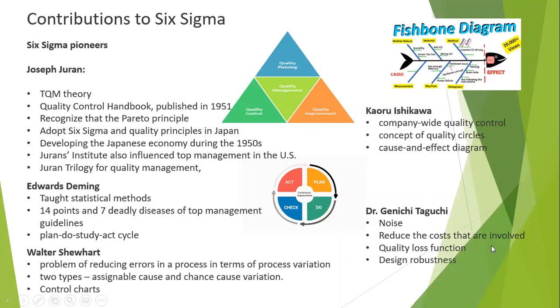Okay, and reduce the costs that are involved, and then the quality loss function, and then design robustness. See, for example, design robustness: you want to create a particular process, and you find the process is completely coming out as errors only. We are not able to improve it after applying your Six Sigma methodology and all your thoughts; it is not coming out correctly. That means what is the problem? Your base itself is the problem, right? You have to change the design of the process, then only can you improve it, otherwise it will not. So he mainly talked about the design, how robust the design should be to get your quality control. Okay, these are some of the history.